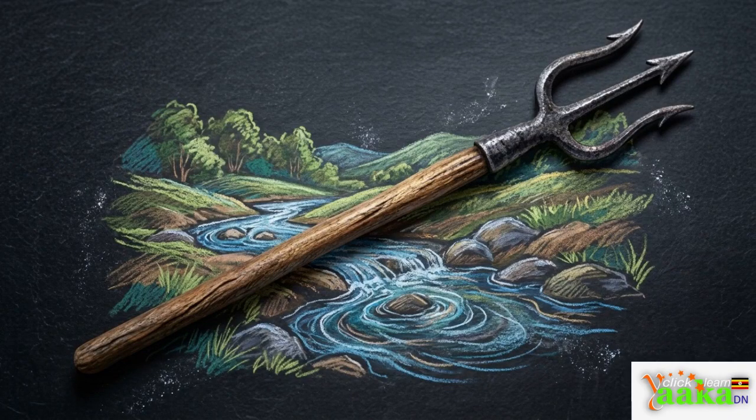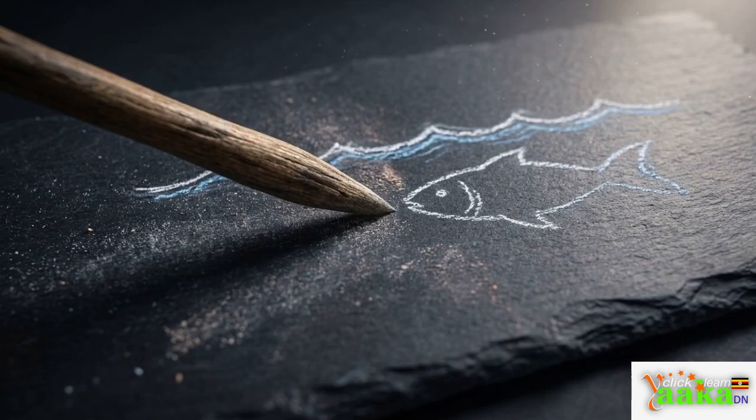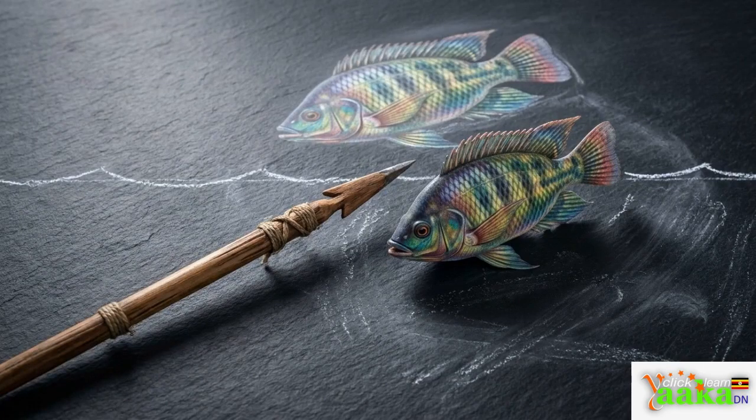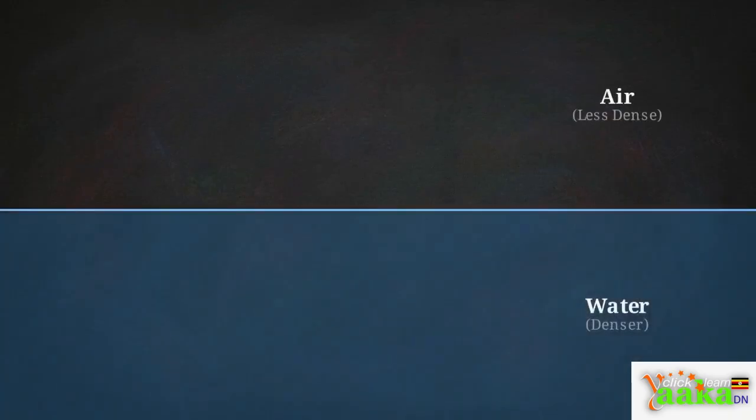If you are spearfishing in a clear stream in western Uganda and aim your spear directly at the fish you see, you will miss. The fish appears higher than it actually is. That visual location is an optical illusion. This chart shows exactly why that happens.